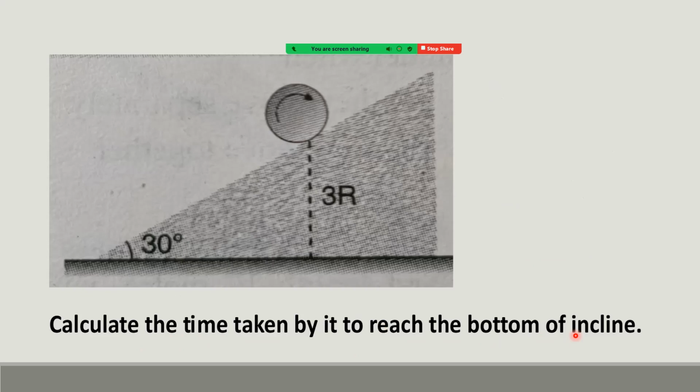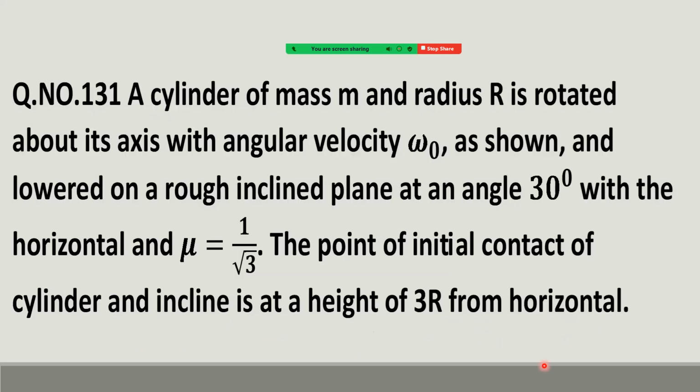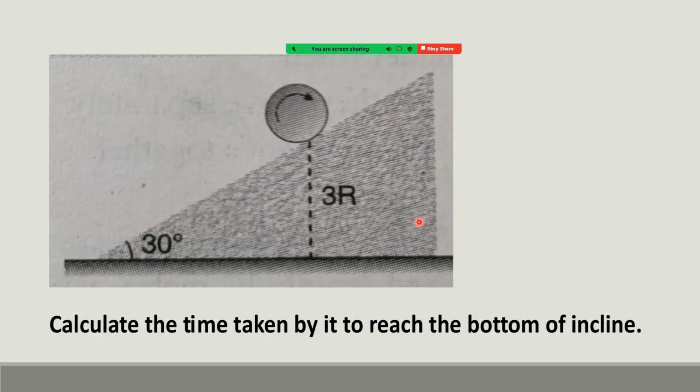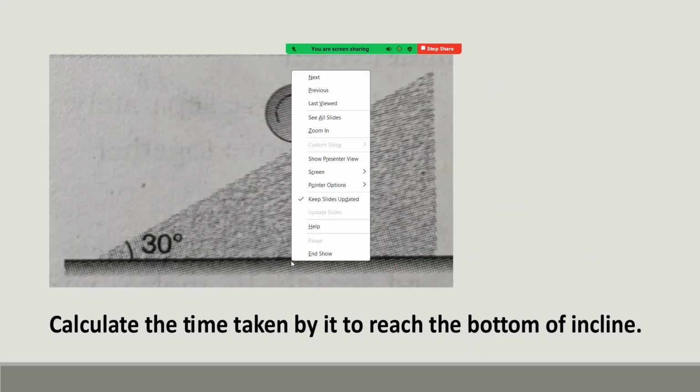Let us see how to start it. Mu value is given 1 by root 3. Angle 30, it is omega naught. We have to calculate, initial height is 3r, time taken by it to reach the bottom of incline. Let's see how to solve it.